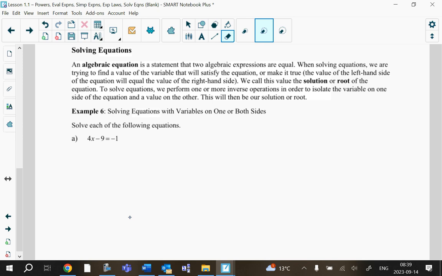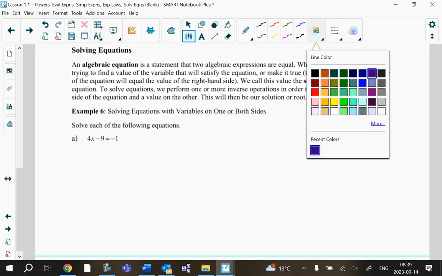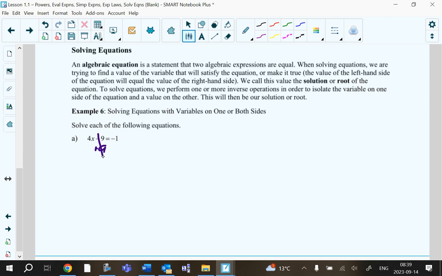Do you remember which one we get rid of first? Divide by 4? Add 9 to both sides. We always get rid of what's furthest away from the x first. So we add 9 to this side to get rid of this. But then I've got to do the exact same thing to the other side to keep the equation balanced.